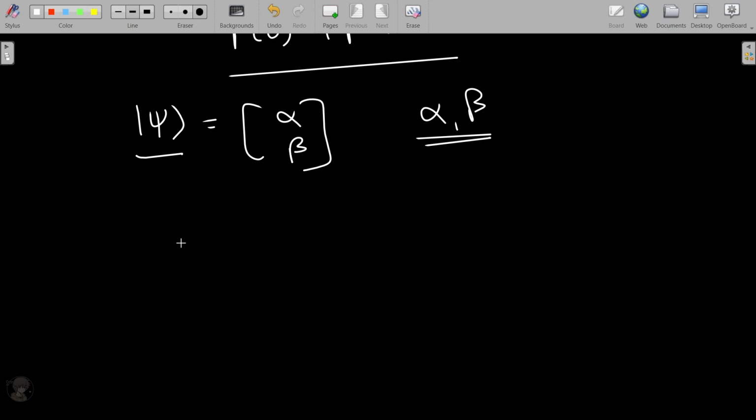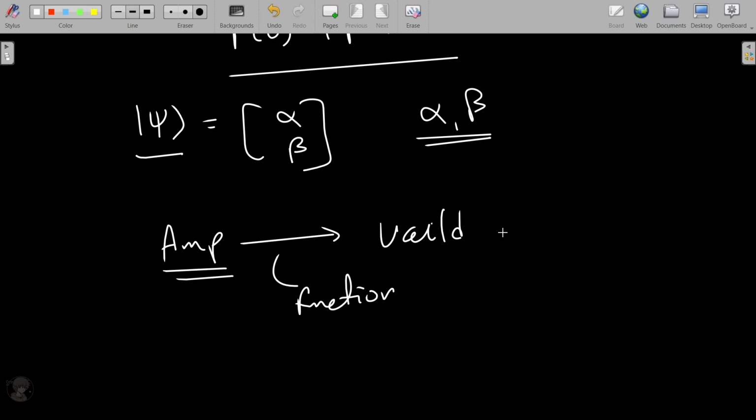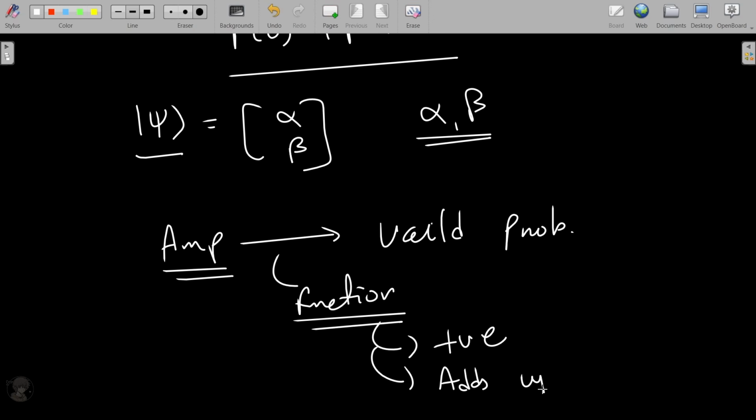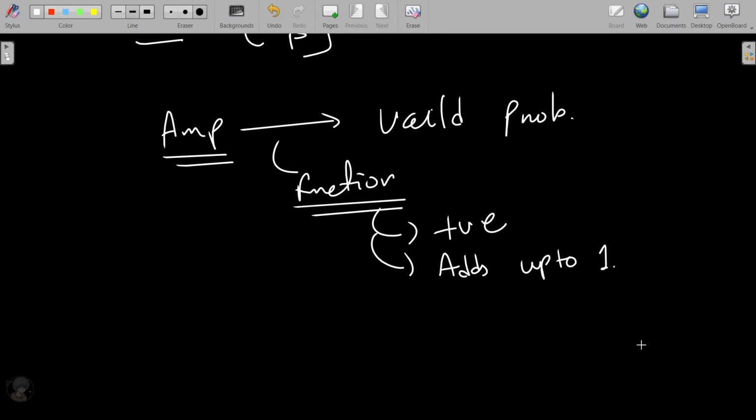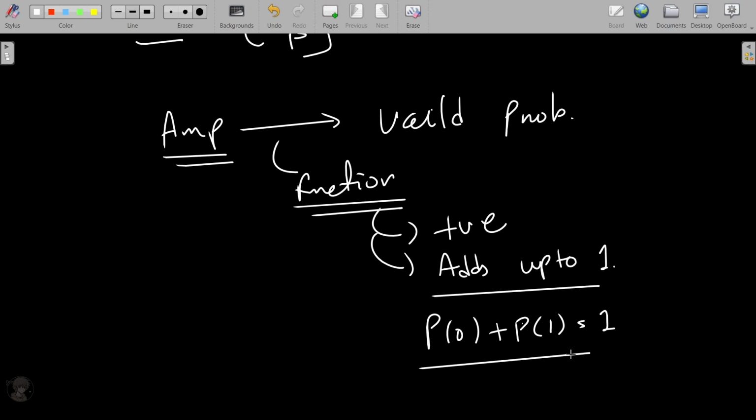We need some kind of function to convert the amplitudes into valid probabilities. So what kind of function do we need? A function where the output always gives positive numbers, and adds up to 1. So what does the adds up to 1 really mean? It means that P of 0 plus P of 1 equals 1. It is just this rule.